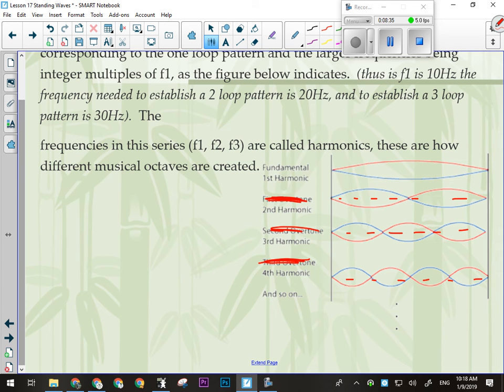Okay, and remember that these are multiples of each other. So if F1 is 10 hertz, then F2 is 20 hertz, F3 is 30 hertz. It's always going to be a multiple of the first one. And this is how you would create different musical octaves on a string instrument.